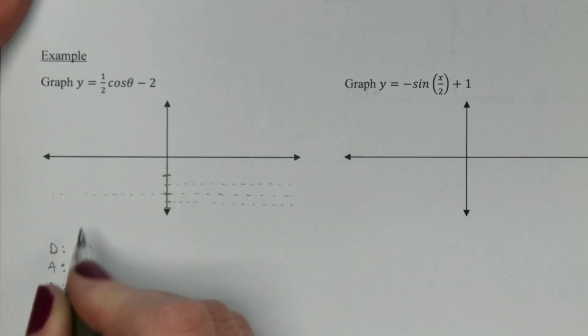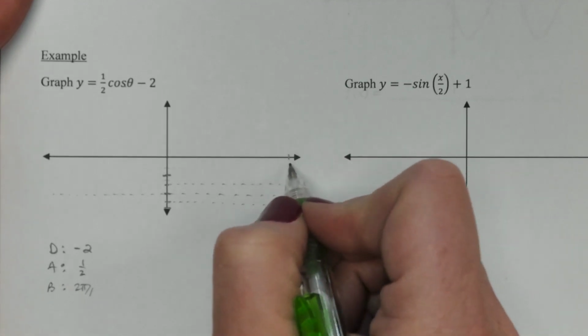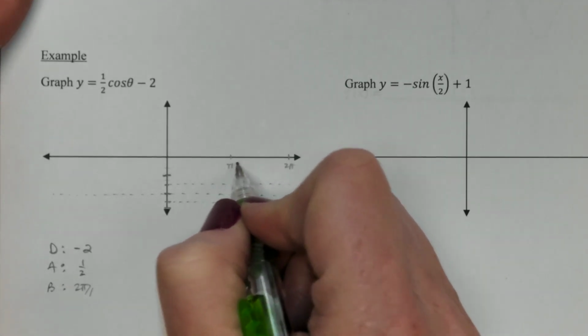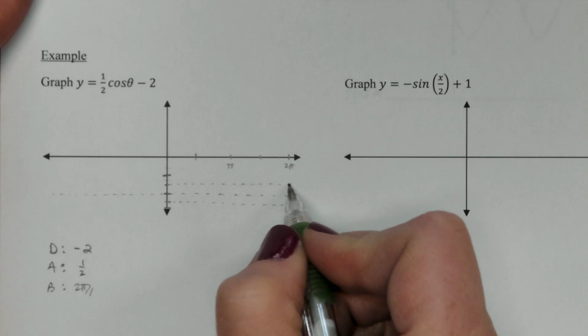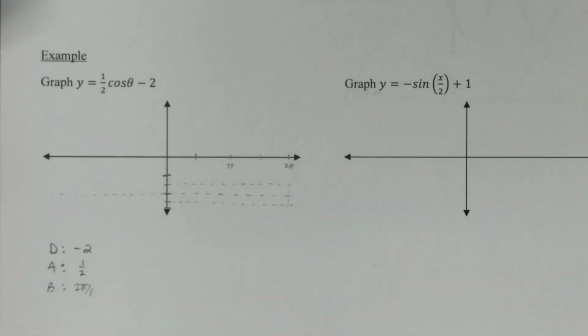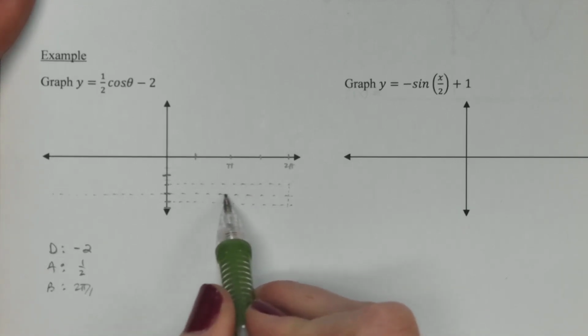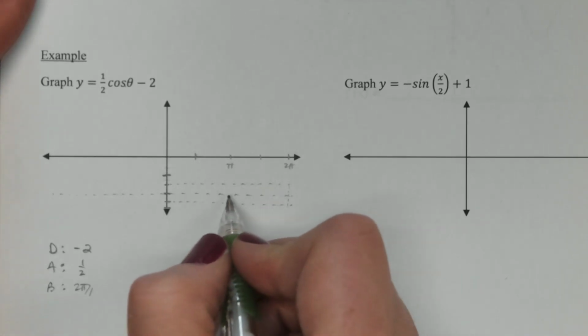B, I need my period. That's just a 1 right there, so 2 pi over 1 means my period's going to be 2 pi. So I'm just going to close that rectangle, that box off, so I know exactly how much space I have to work in. Remember, this is the top of your graph, this is the bottom, and this is that middle, so those are those 4 key points we're going to hit.